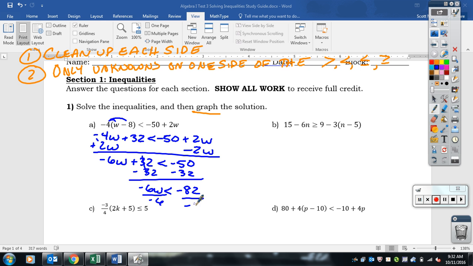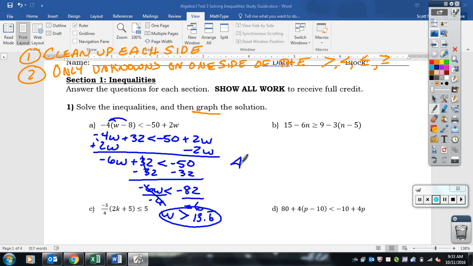Divide by negative 6, divide by negative 6. We get W on this side. And since I divided by a negative, this symbol needs to flip. W is greater than 12. Well, if that was correct, it's not 12. 6 goes into 82, 13 2/3 times. So that's 13.6 repeating, which is not really a good question.